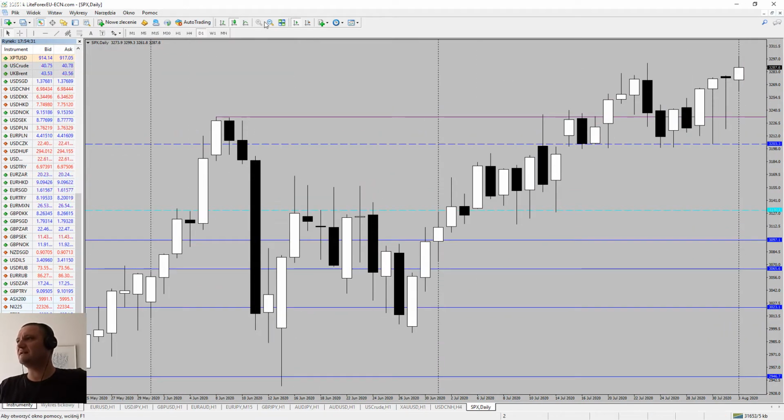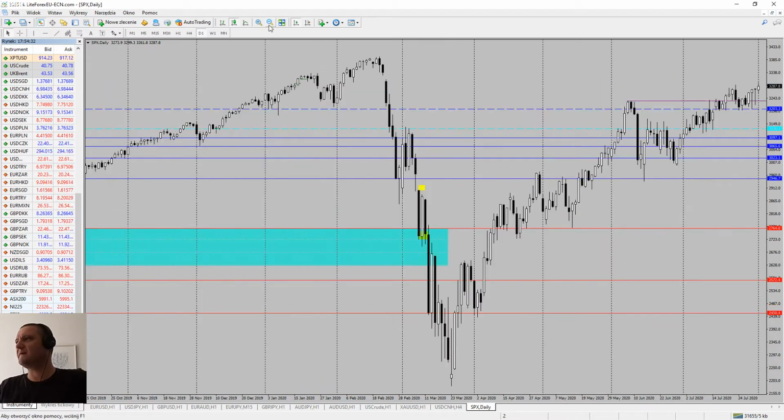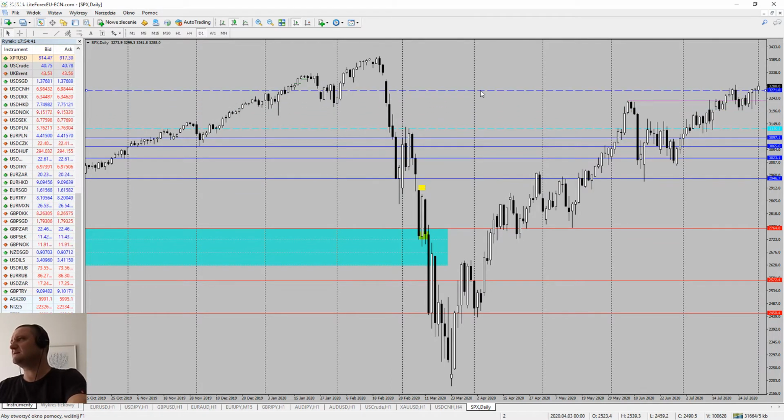And S&P 500. Well, the things here, well, similar, I would say. When it comes to the weekly open, that looks like this. So we have some stop hunt here compared to what we've seen 2 weeks ago.